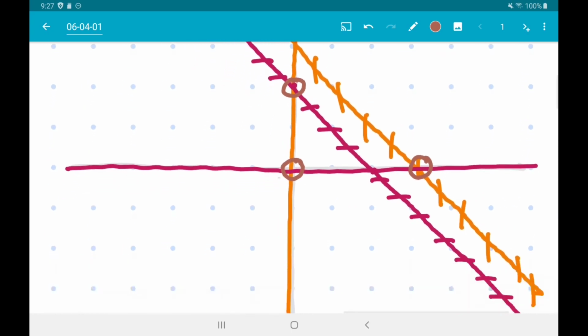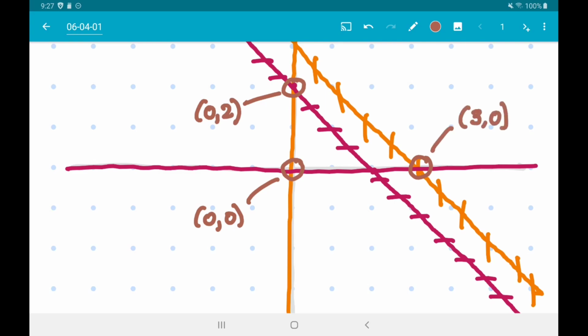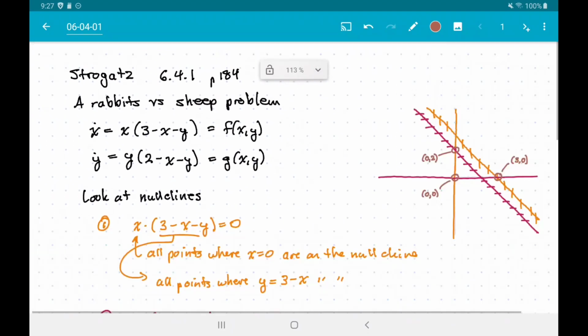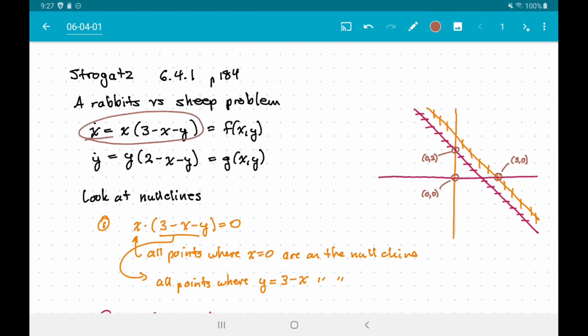Now, it should be clear enough how to read these points out. That's (0, 0), the origin. This is x equals 0, y equals 2. And this is x equals 3, y equals 0. It should be clear from the equations that (0, 0) will give 0 for x dot and y dot. And same thing for (0, 2). The x being 0 clears out the first equation, and then when you plug in y equals 2 and x equals 0, that zeroes out the second equation, and so on. So we found 3 fixed points.